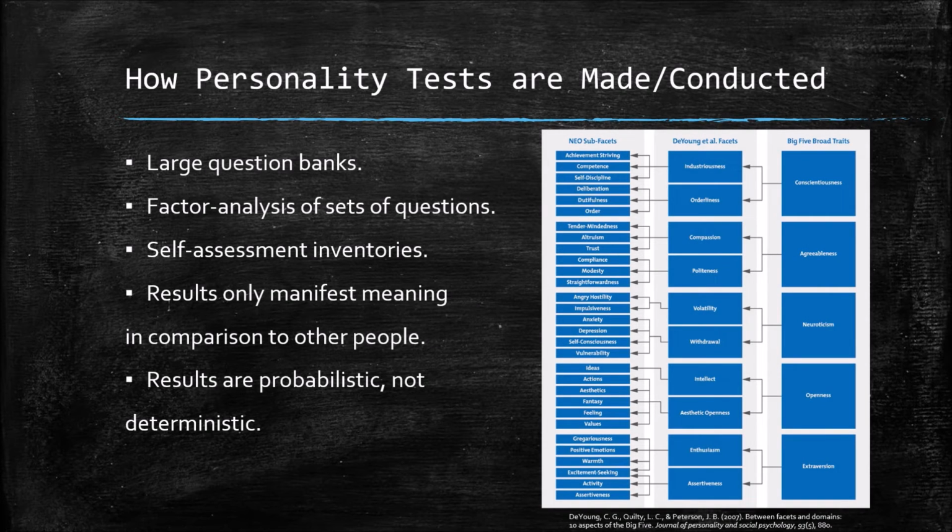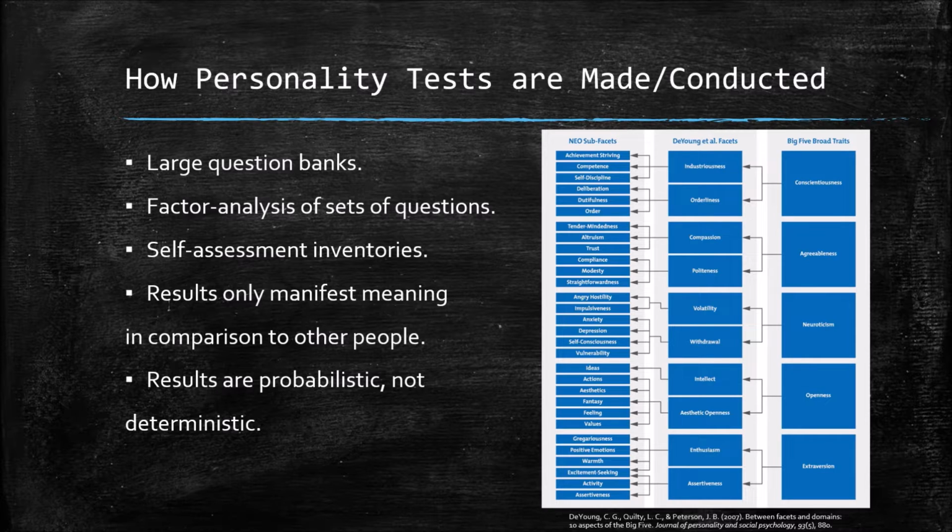Starting off here, how personality tests are made and conducted. As you guys can see on the right-hand side, we got a little diagram here breaking down the personality traits. We got the little facets of each trait. So there's 2 facets for each trait. This is proposed by DeYoung et al. And we also got the subfacets here. So bear in mind this little photo here. And we're going to be just discussing how these are made to begin with, right? And also how we're going to conduct them.